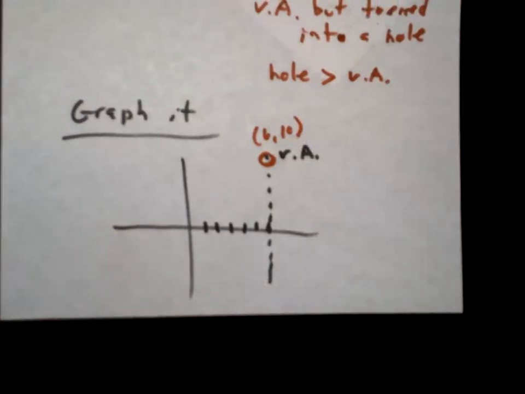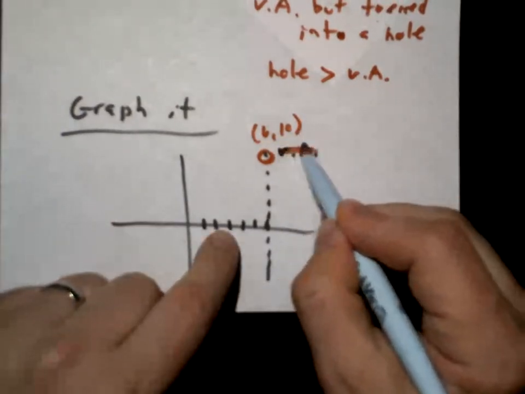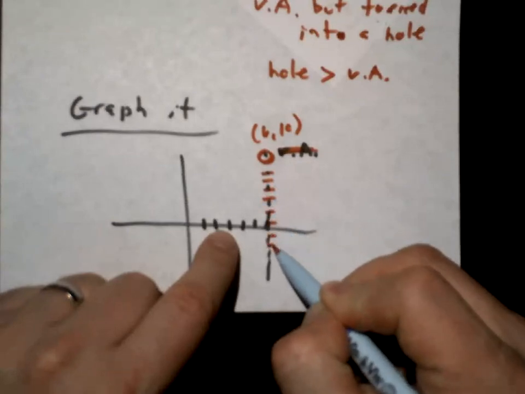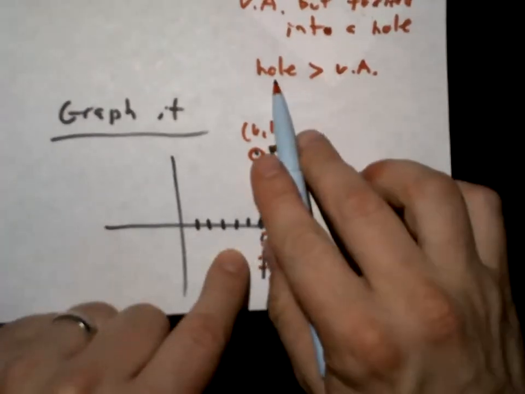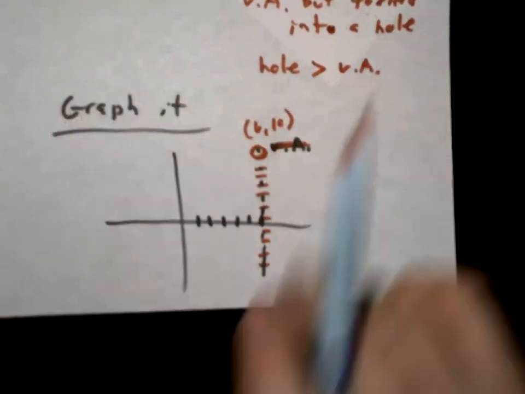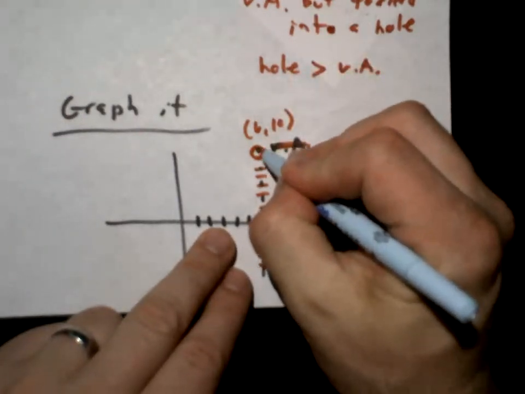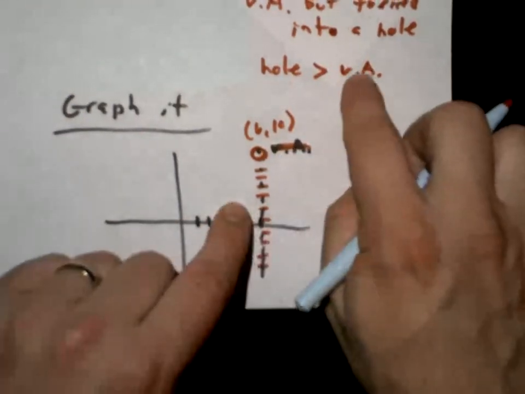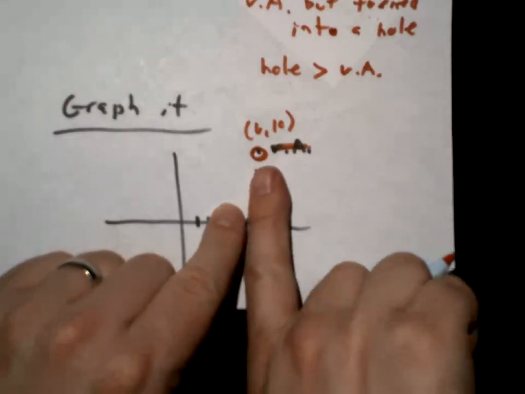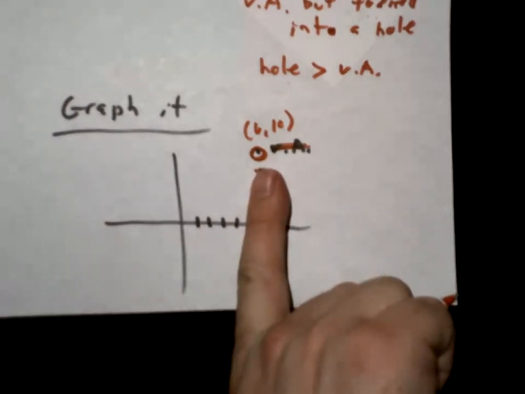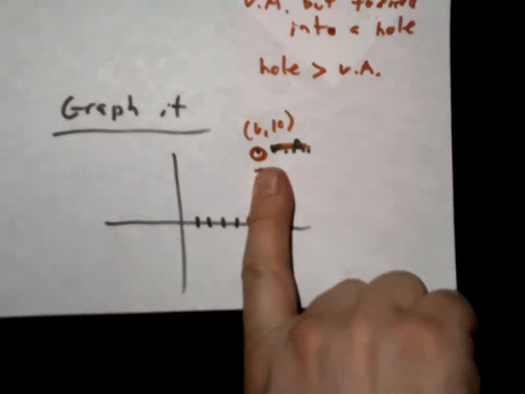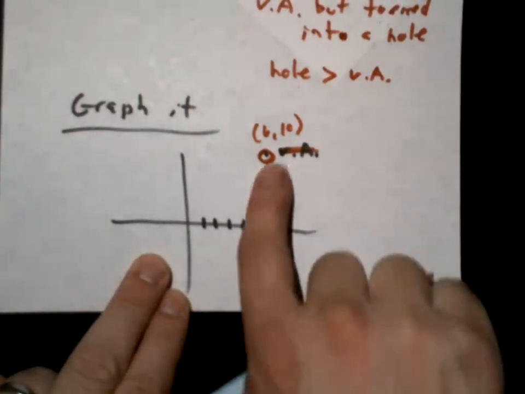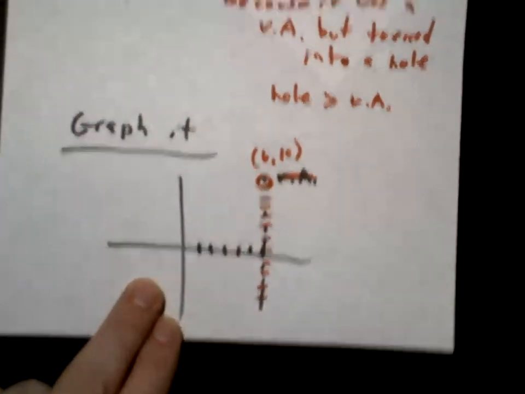Now I'm going to take this out, because remember what I said right here? The hole takes everything over. So there's just going to be a hole here. There's not going to be a vertical asymptote. So technically this vertical asymptote is gone. It's blank. So you just have the hole there. So we still have something happening here at 6, 10.